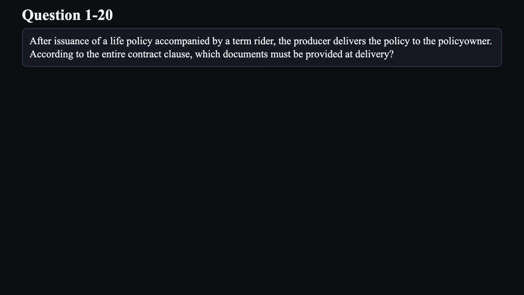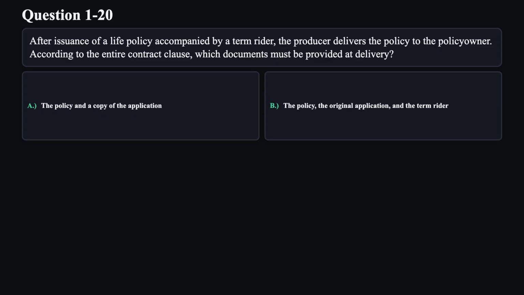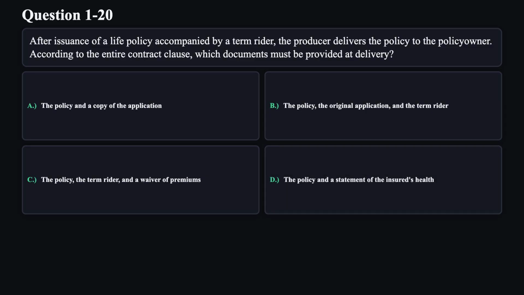Question 20. After issuance of a life policy accompanied by a term rider, the producer delivers the policy to the policy owner. According to the entire contract clause, which documents must be provided at delivery? A. The policy and a copy of the application. B. The policy, the original application, and the term rider. C. The policy, the term rider, and a waiver of premiums. D. The policy and a statement of the insured's health.